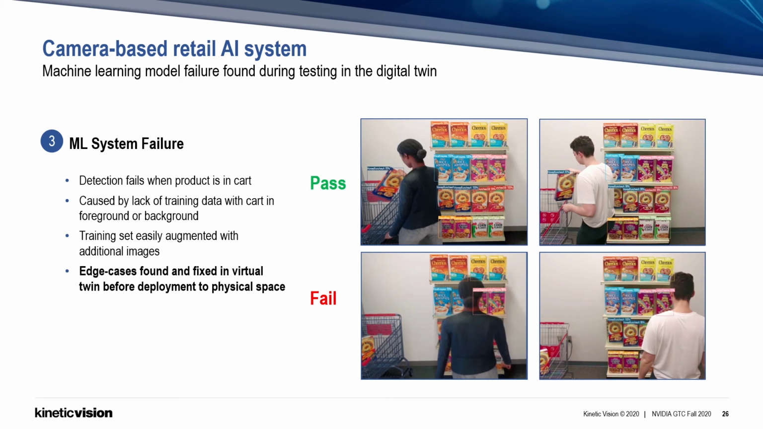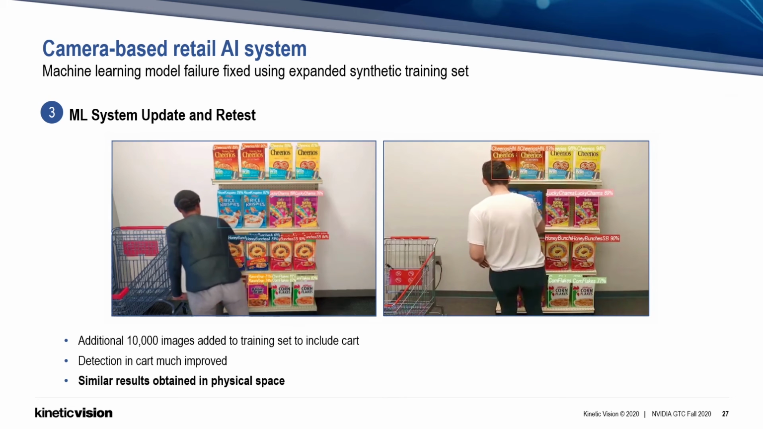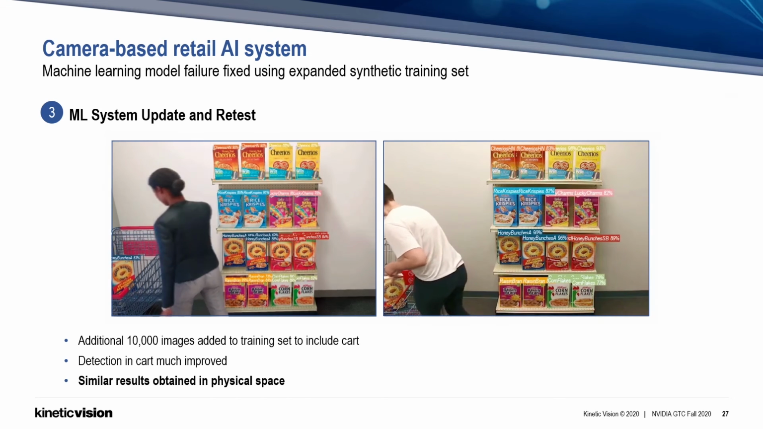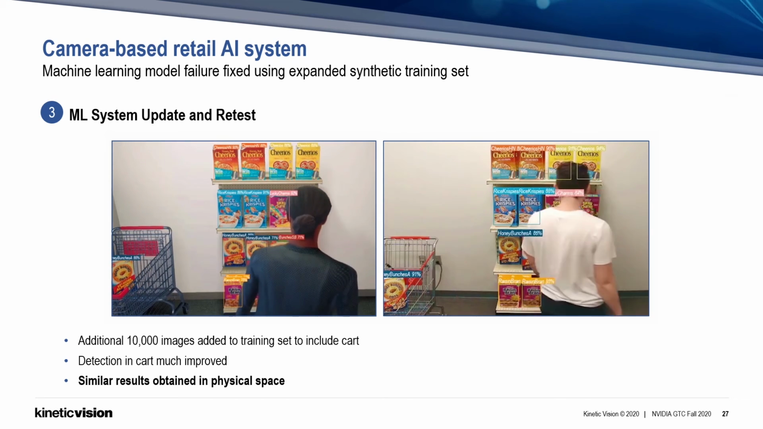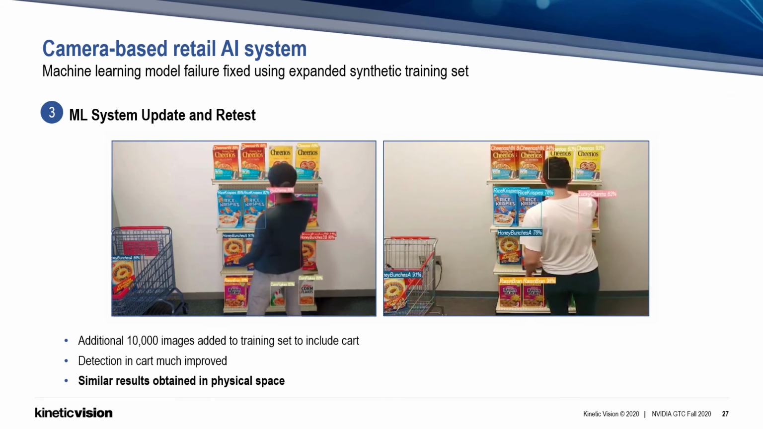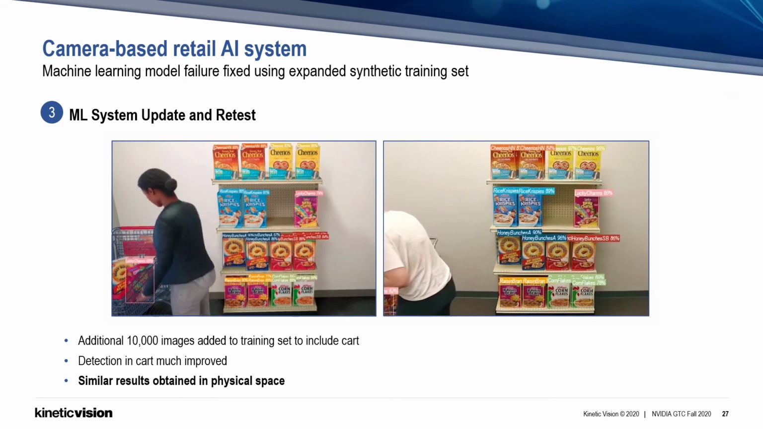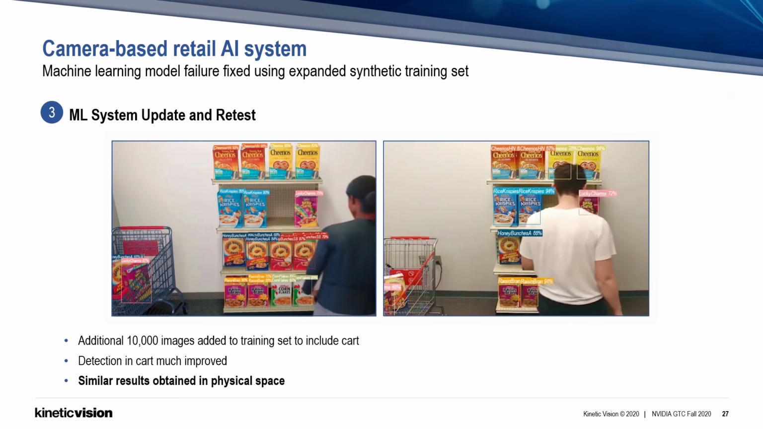It was surmised that the in-cart detection failed because no images of carts or products in carts were included in the deep learning training set. An additional 10,000 images were generated to include the cart in random locations with random products in it, and the model training was continued with this new information. The resulting in-cart detection was improved to an acceptable level.